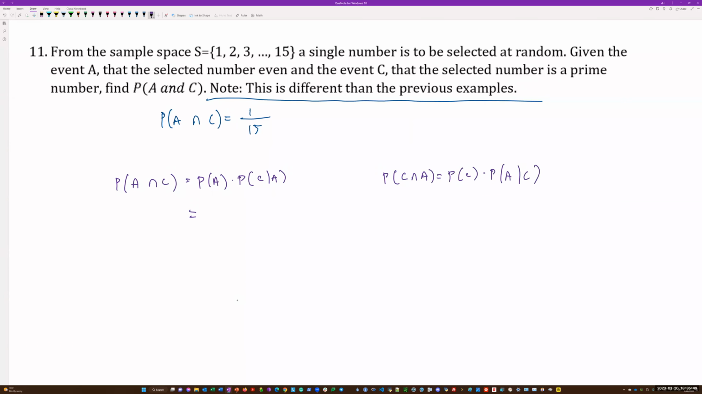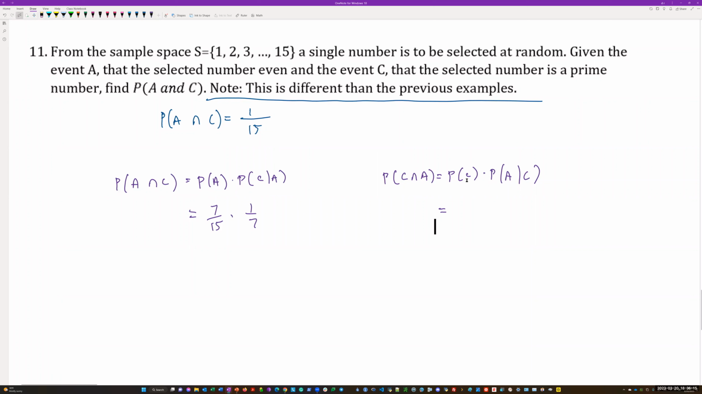A single number is to be selected at random. So A means even. Chance that we select something even is 7 out of 15. Is that right? Now, what's the chances that it's a prime given that it's even? Well, that's 1 out of 7. Is that correct? Does that make sense?